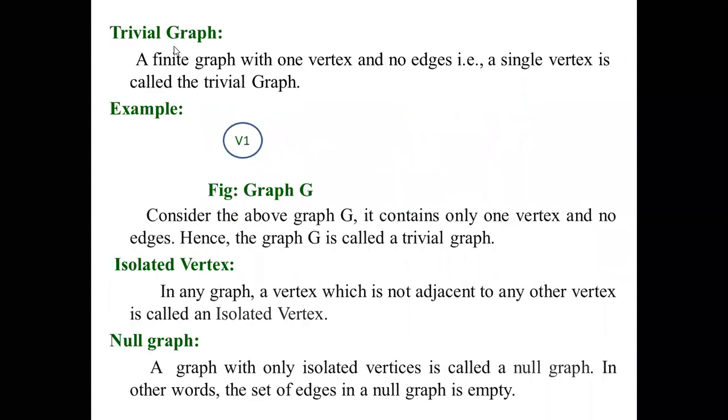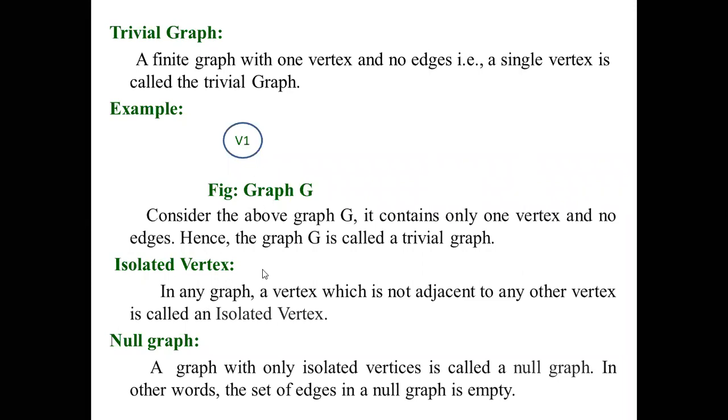Next one, trivial graph. A finite graph with one vertex and no edges, that is a single vertex, is called the trivial graph. So the graph representation is like this. V1 is a vertex itself. Consider the above graph. It contains only a vertex and no edge. Hence, that graph is called a trivial graph.